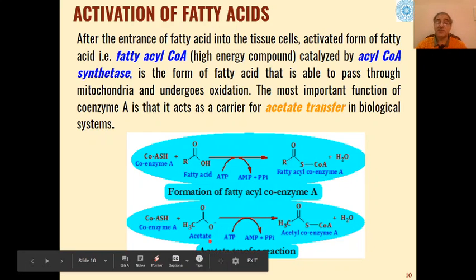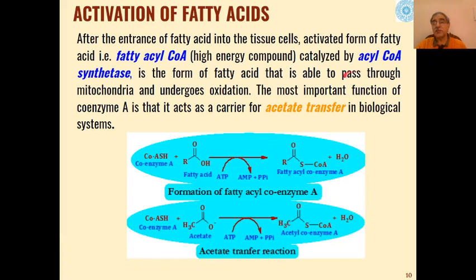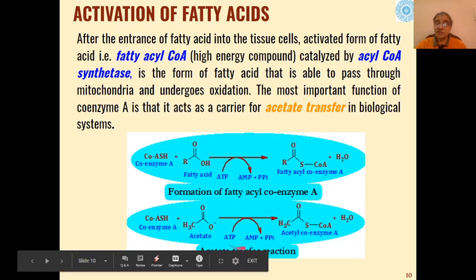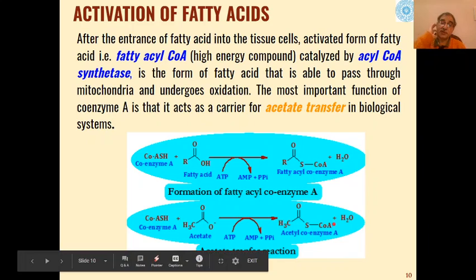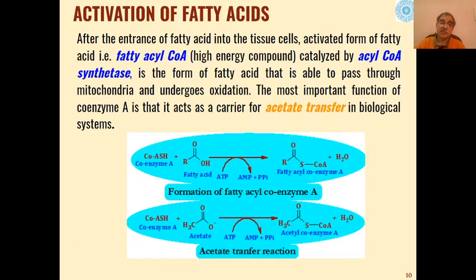Similarly, acetate can be transferred to coenzyme A by using this acetyl coenzyme A synthetase as the enzyme in presence of ATP. The same way, OH from here, H from here, water will be eliminated and acyl group will be transferred to this coenzyme A and we will get acetyl coenzyme A as the product, which is a high energy compound and which can be used for transfer of acetate in biological systems later.